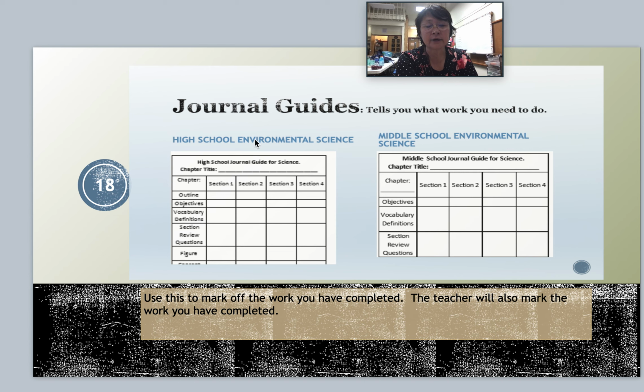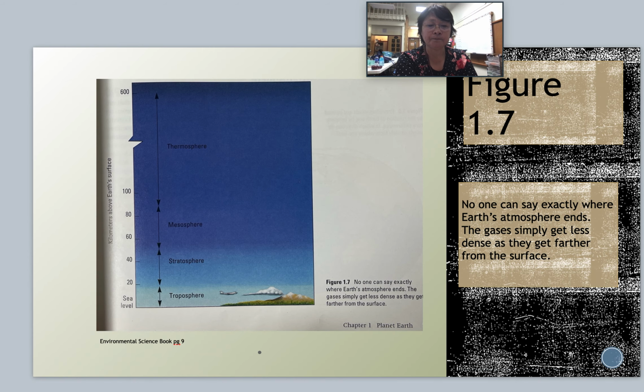Last on our journal guides for high school students, we have the figure. So let's go ahead and review the figure. And for middle school students, they are not required to do the figure portion of the journals. So we are looking at figure 1.7, and this is straight off of the environmental science textbook. We were talking about the different layers of the atmosphere as part of the section review questions and as part of the objectives.